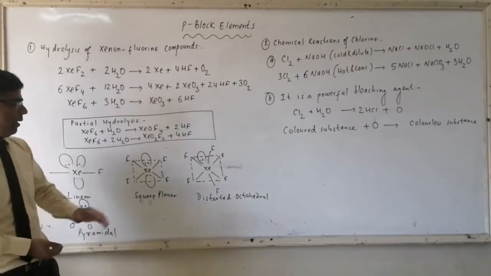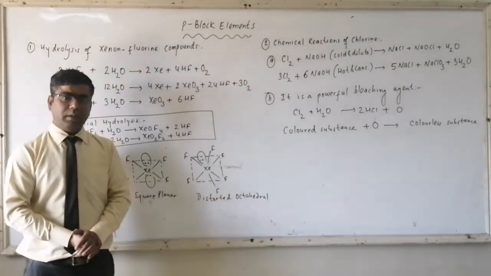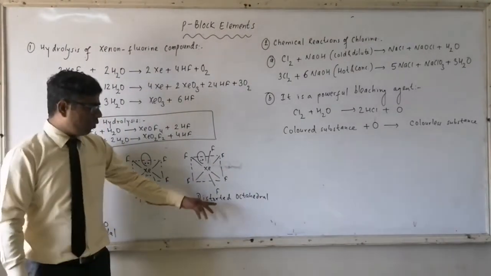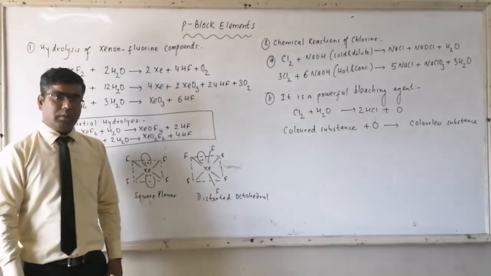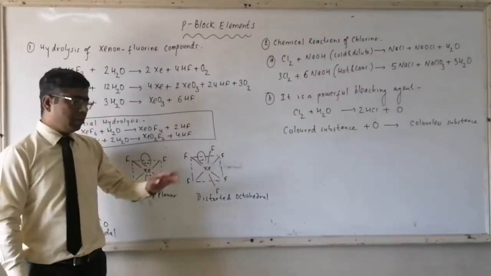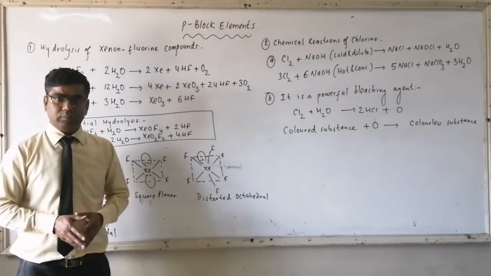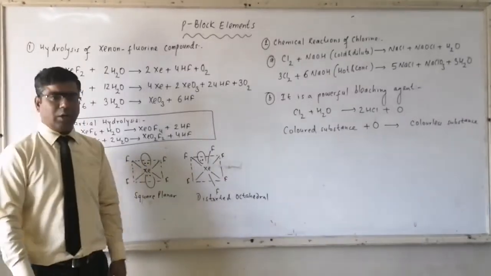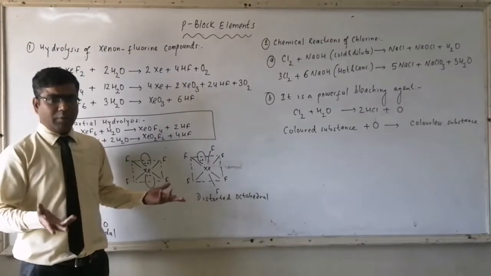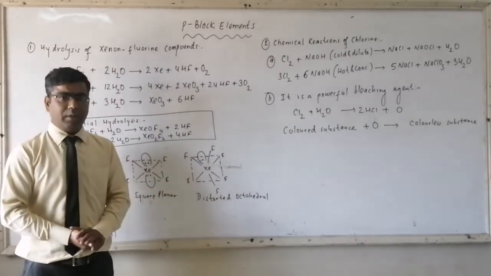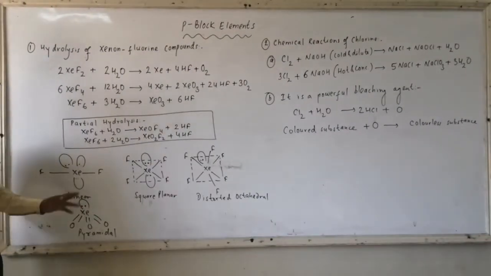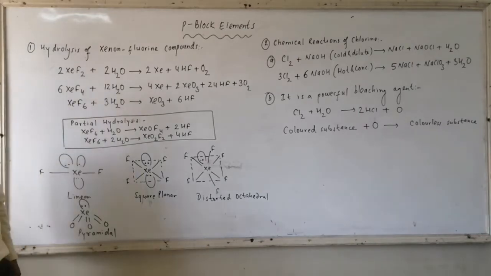Then we have the geometry for XeF6. If we have 6 fluorine atoms and one lone pair, the geometry will be distorted octahedral. The axial bonds above the plane and below the plane will undergo distortion. There will be some repulsion from the lone pair, so these are not axial now. In octahedral, it is always axial, but here it is distorted octahedral. Then we have XeO3. If we have 3 bonds and one lone pair, the geometry is always pyramidal. So for XeO3, the geometry is pyramidal.